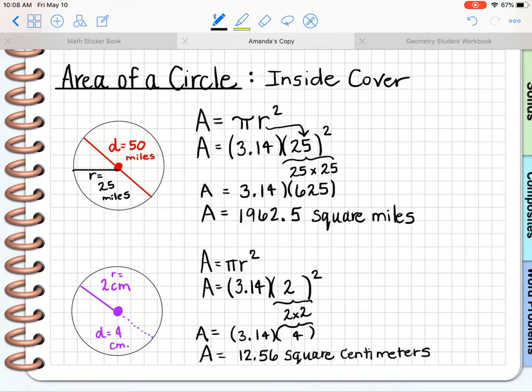So it doesn't matter how big the circle is or how small it is, the math is going to be the same. So the formula doesn't change depending on the size of the circle.